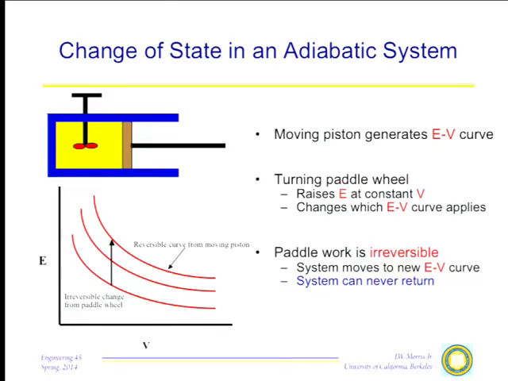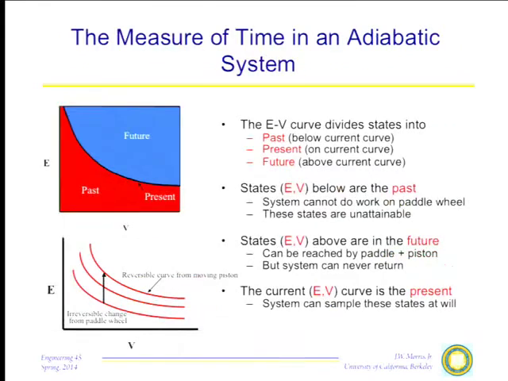So when I do work with this paddle wheel, when I do irreversible work, I make an irreversible change. I move the system from one curve, one set of states that can evolve into one another, to another set of states that can evolve into one another. But once I have done that in this system, I cannot come back again. This is an irreversible process. So what does that tell me about time? It says that given this system, imagining all of the energies and volumes the system might have, I can divide those into the past, the present, and the future.